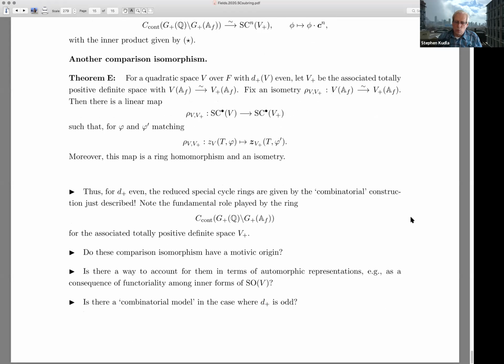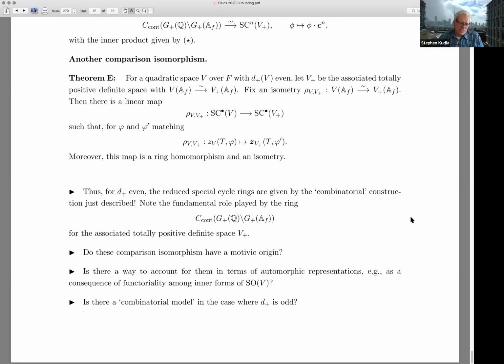Now, of course, when John Millson and I looked at these spaces before, and a lot of other people looked at these spaces, they always took D plus equal 1. And the reason was that you want to just compactify Shimura varieties. And so it was natural to look at the sort of Shimura curve analog instead of having multiple copies. So you see, this is a phenomenon that only arises when D plus is even.